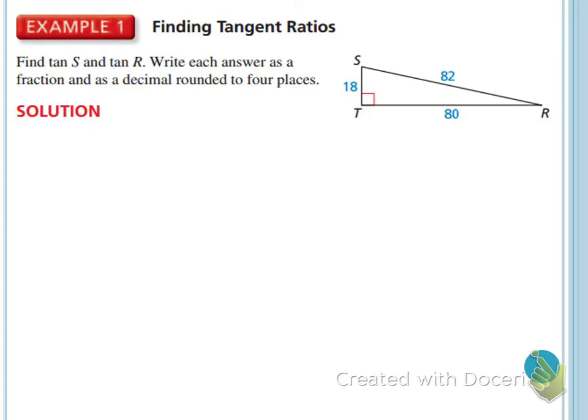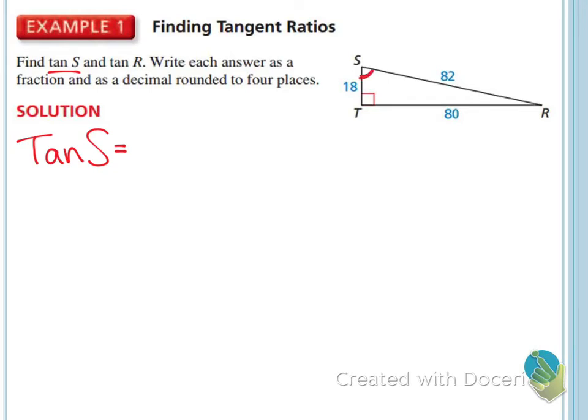All right, so, like I said, your textbook is going to act like you've never learned this. So we're going to start talking about the tangent ratios. We're going to find tangent of S and then tangent from angle R. We're going to write each answer as a fraction and a decimal rounded to four places. So we're going to start with tangent from S. It doesn't want the other ones. It just wants tangent from S.